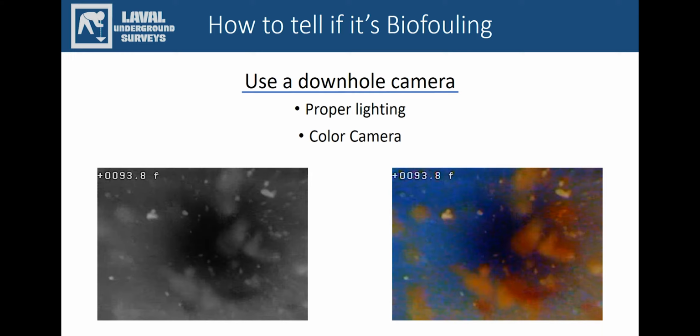The second thing you'll need to make sure of is that you're looking at a color camera. Biofouling is often determined by its color, so if you're looking with a black and white camera, you won't be able to see what you're actually looking at. These images give you a sense of what you're looking at when comparing black and white versus a color camera. It's clear to see that using a color camera can help you determine if it's iron bacteria or if it's even something else.